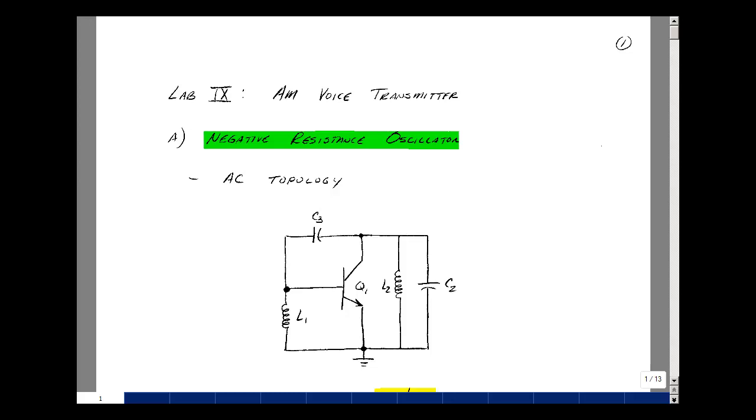This lab deals with an AM voice transmitter. In this lab, we're going to make a transmitter using a negative resistance oscillator. And I'm going to start first by looking at the AC topology of the circuit, and we'll put the biasing later.